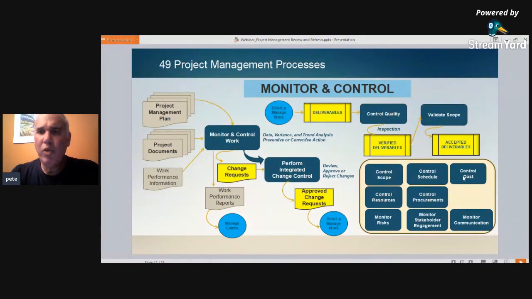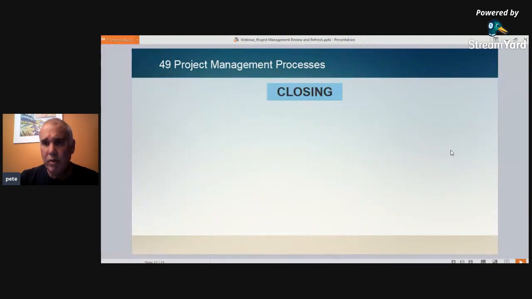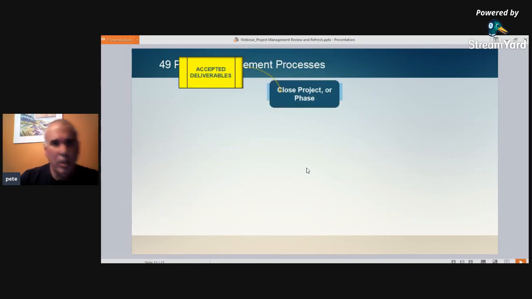Monitoring and controlling is going to take in all of the control and monitor processes within all of the knowledge areas. We're going to go into control costs in a little more detail in the next couple of minutes, something called earned value management and forecasting. But first, we're going to look at where those accepted deliverables go. Now that the customer, the stakeholder, has accepted them, they are what they asked for. We go into project closing. Right? Woohoo, we're done.